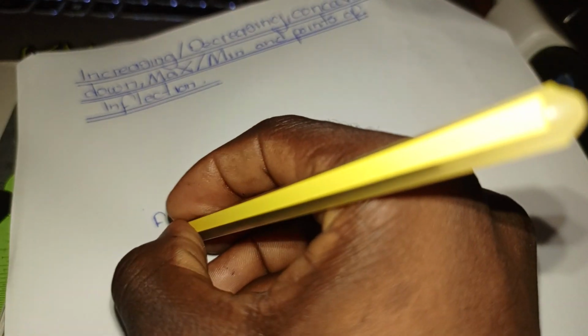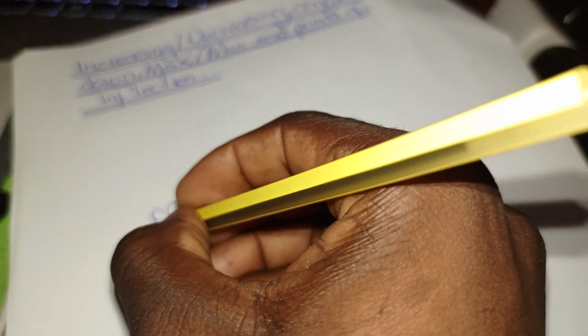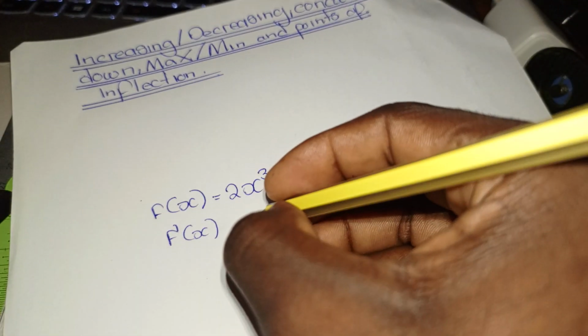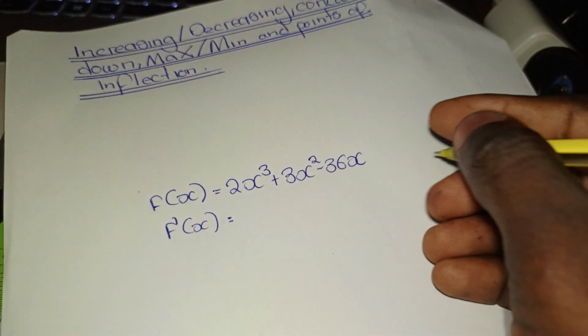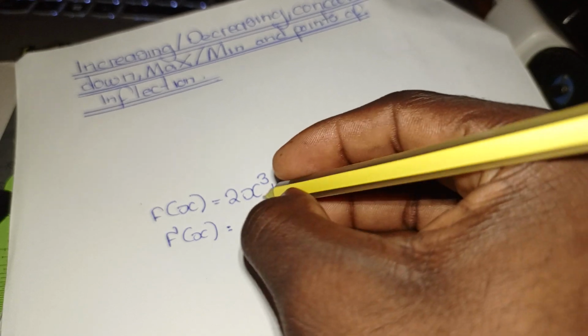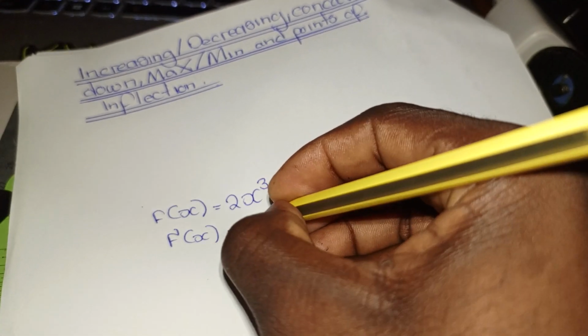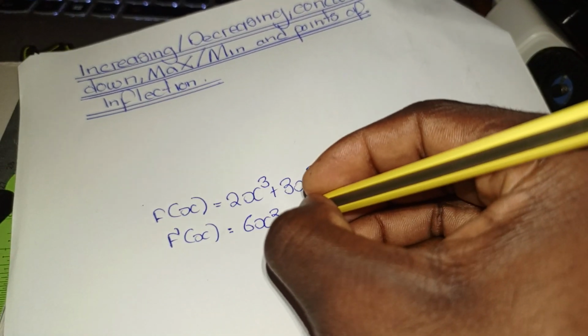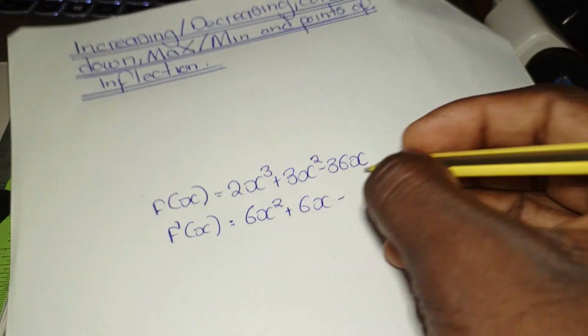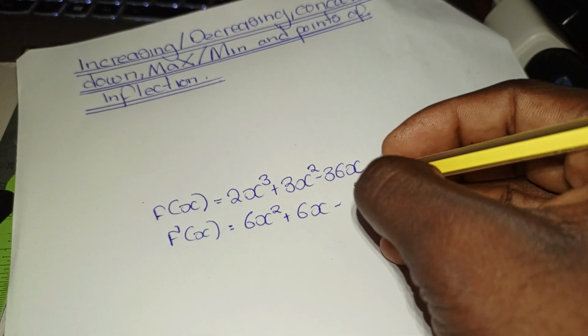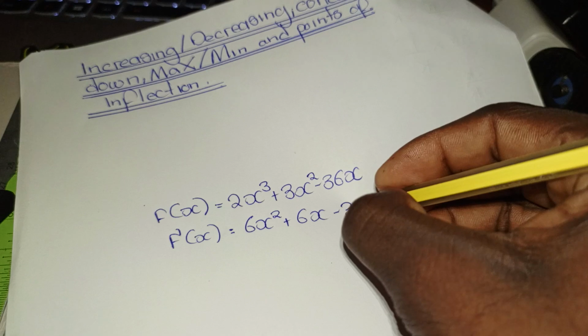We know to say, for you to find the critical values, we will term this the first derivative, which is f prime of x, which means dy/dx. So we know the derivative of 2x to the power 3 is 6x squared. We just multiply 3 times 2, that is 6. Then we reduce the power by 1. 3x squared gives 2 times 3, that is 6x. And we know the derivative of 36x is 36.